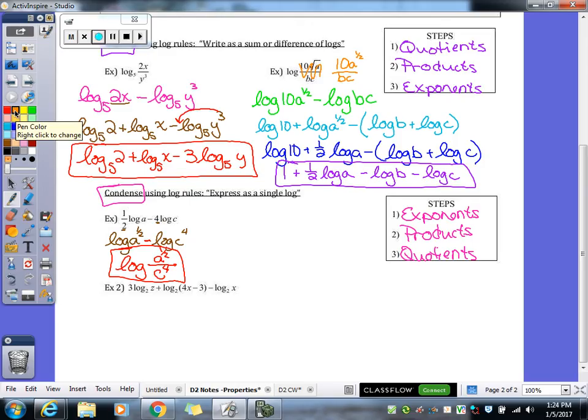All right, so let's take a look at our second example under condensing. Again, I've got a number out in front here. I've got this 3, so that tells me that's an exponent. I'm going to take care of that first. So log base 2 of z to the third. And then I'm just going to keep rewriting the other stuff after it. So I've got my log base 2 of 4x minus 3, minus my log base 2 of x.